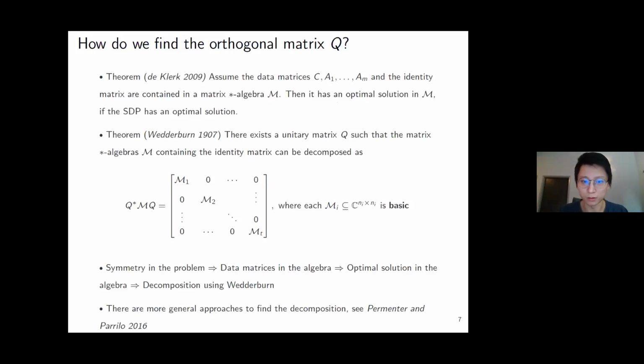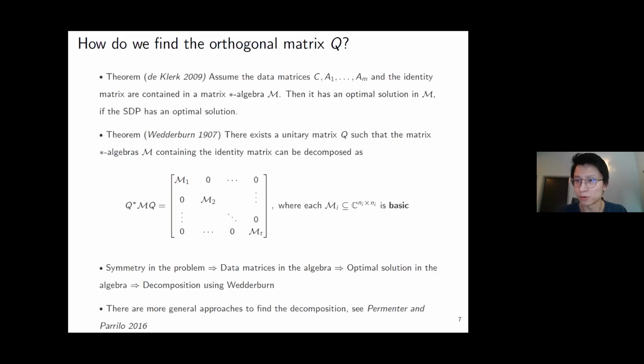So instead of trying to optimize over the original feasible region, since we know that there exists an optimal solution in this matrix star algebra, I can as well try to optimize over the feasible region intersected with this matrix star algebra, since I know that there exists an optimal solution there.